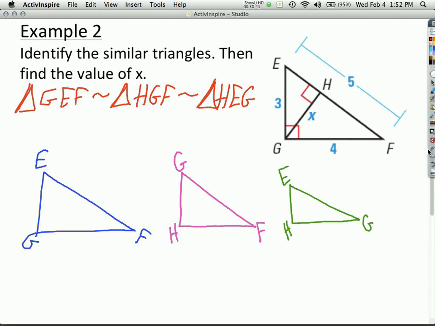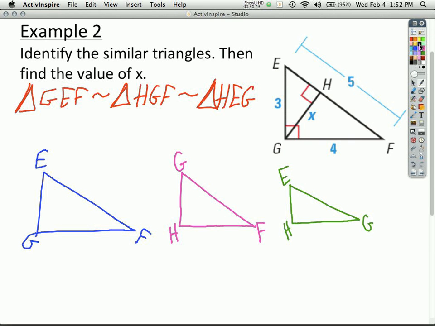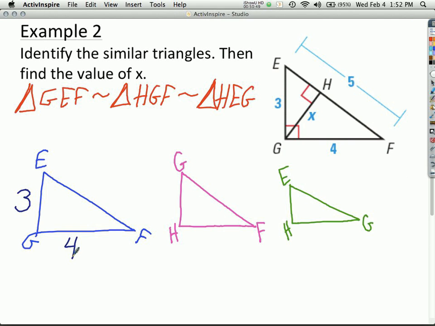So now watch the critical piece. Now fill in the numbers. Go back to the original picture. This is 3, this is 4, and this is 5 based on the original picture. Our goal is to find x. X is the distance from H to G. So here's x, and here's x.